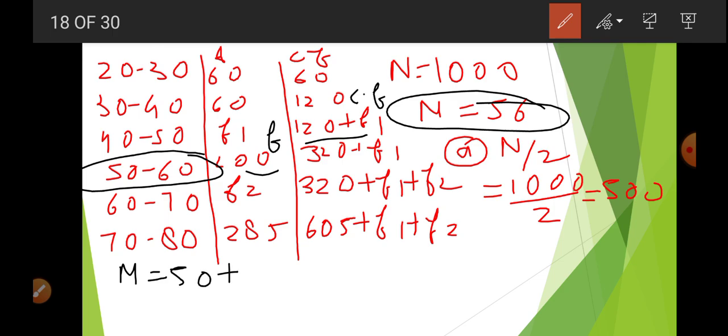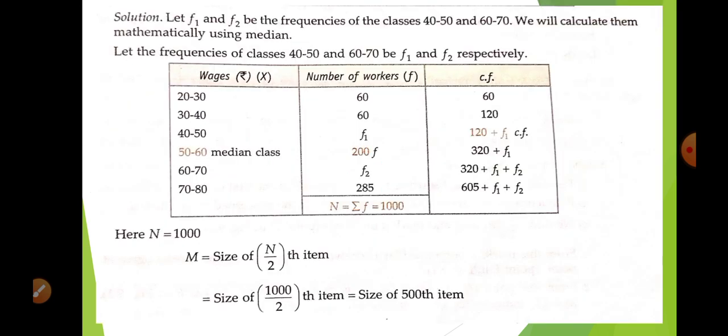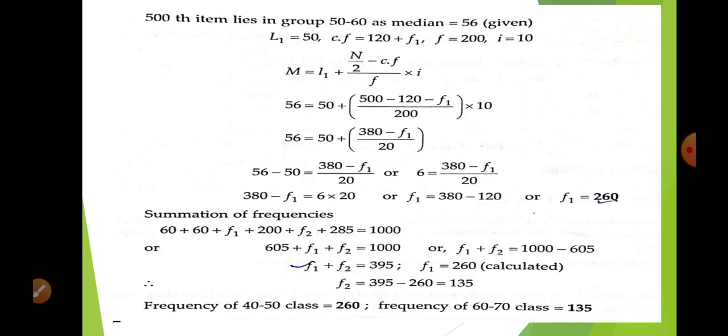Okay. And n upon 2 is 500, and CF is 120 plus F1. Okay. And then F is 200 and multiplied by 10. Now it is a long calculation, student, so I can't do it, but I think you had learned your mathematics till the 10th class. So I'm going to explain it with the help of the slide. Okay. So here, sorry, here you can see how it is done after that.